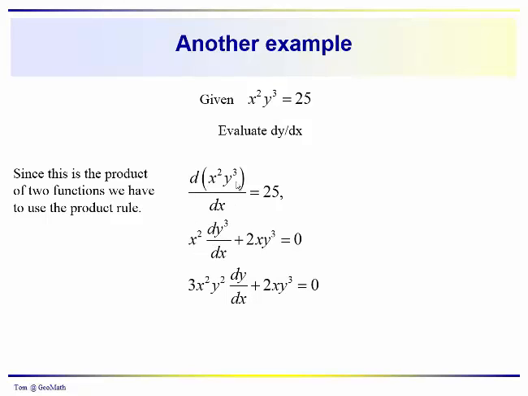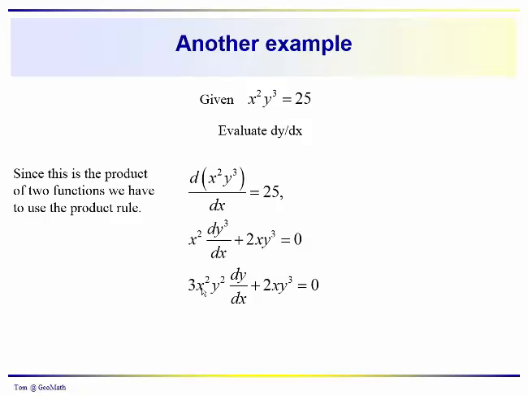Then we take the derivative of our g, which is y cubed, with respect to x. And the next term, we know in the product rule, take the derivative of the first term, which is 2x, times the second term, g, which is y cubed. And then this is equal to 0, the derivative of 25 is equal to 0.